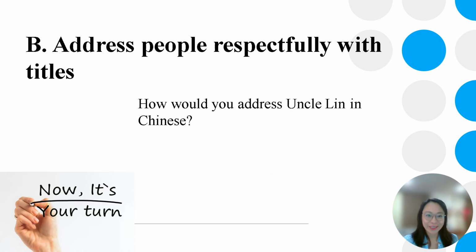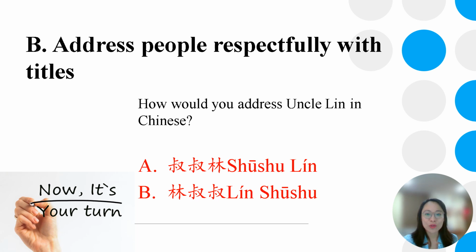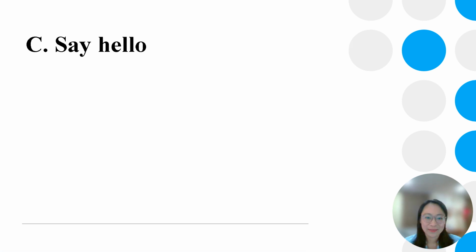Now it's your turn. Please answer this question. How would you address Uncle Lin in Chinese? A. 叔叔林 B. 林叔叔. You have learned grammar A, the order of Chinese people's name, and grammar B, how to address Chinese people with their titles.